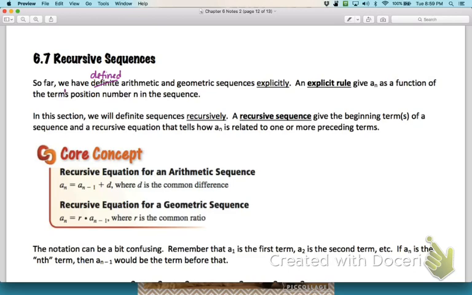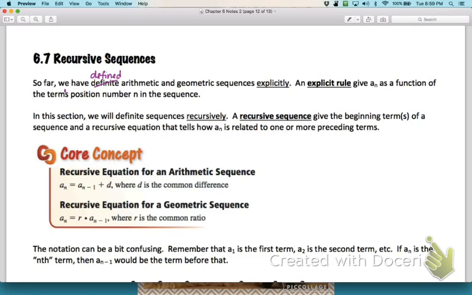This is just full of typos. There should be an apostrophe right there. So for example, like what we did yesterday, we found the rule and then we wanted to find the 10th term. So with an explicit rule, we can plug 10 into the equation and it'll tell us what the 10th term is.